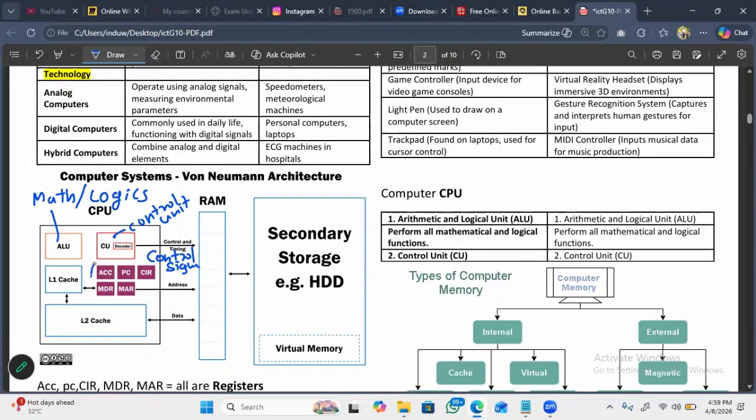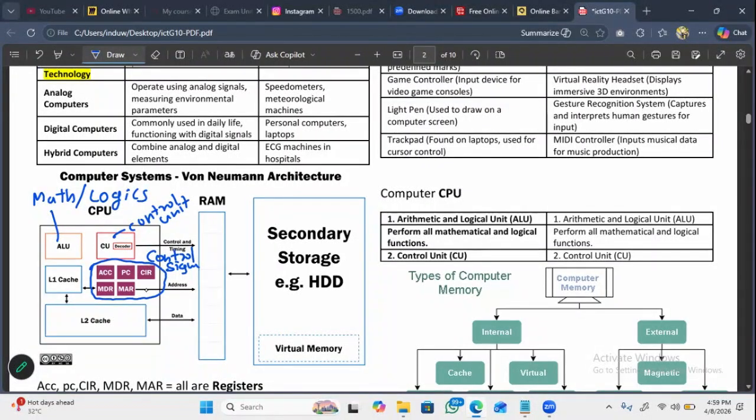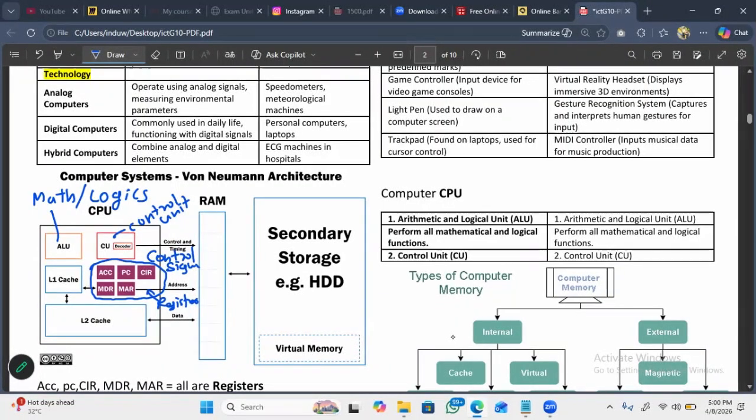Now, let me see here. These are some registers. All these are registers. You don't need to memorize all the names. Just know all these are registers. What is the function of a register? Holding data for the ALU to process. It is the fastest and smallest. Fastest but smallest. Those are the things you should remember. And L1 cache memory is also like that.